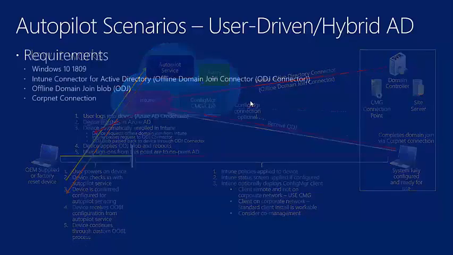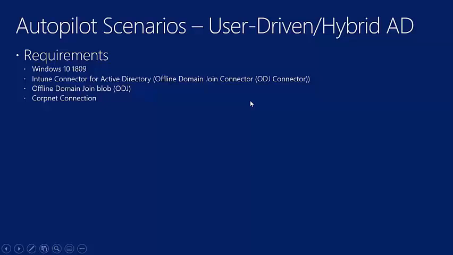Okay, so in terms of requirements, there are a few. Windows 10 1809 is required for this to work. We do need the Intune connector for Active Directory, also known as the Offline Domain Join connector, ODJ connector in some cases you may see. There will be something called an Offline Domain Join blob, right? And then we do need a connection to CorpNet. So this is really, really important.